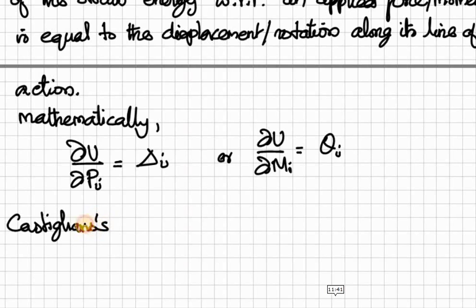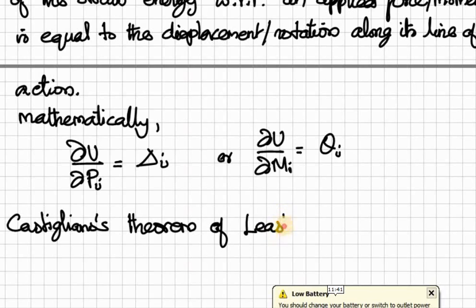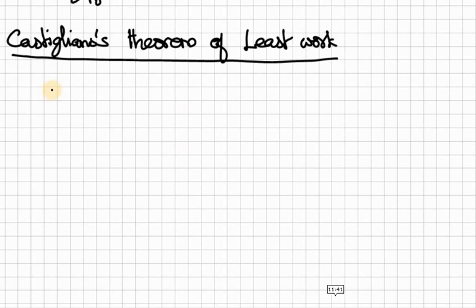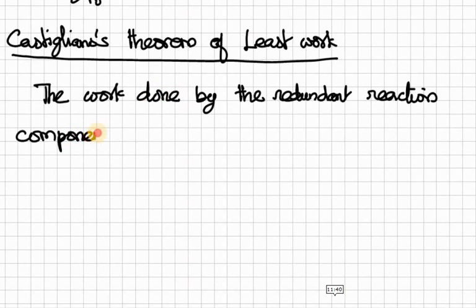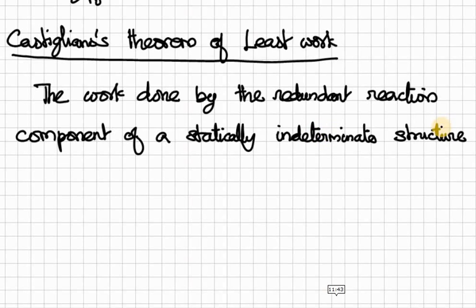Now Castigliano's theorem of least work. It is stated as the work done by redundant reaction components of a statically indeterminate structure is minimum. That is dou U by dou Ri is equal to 0.